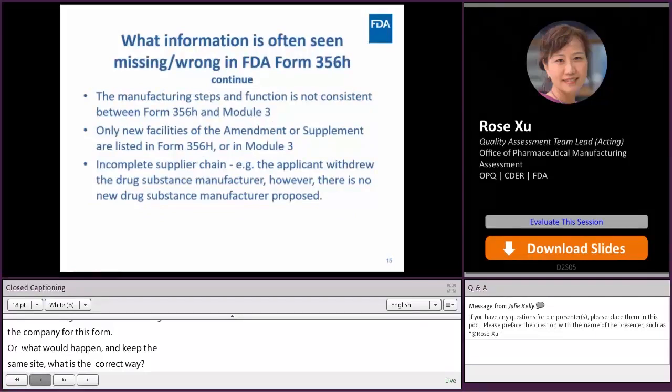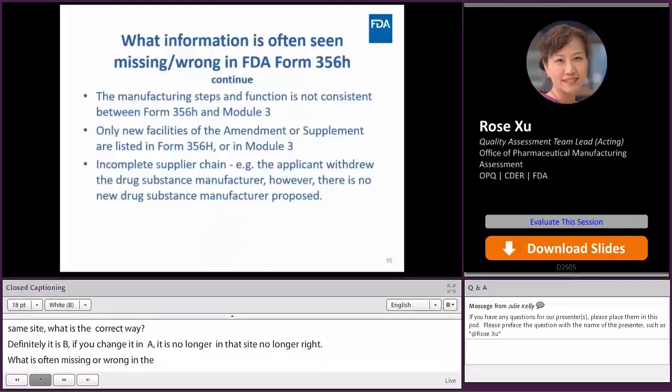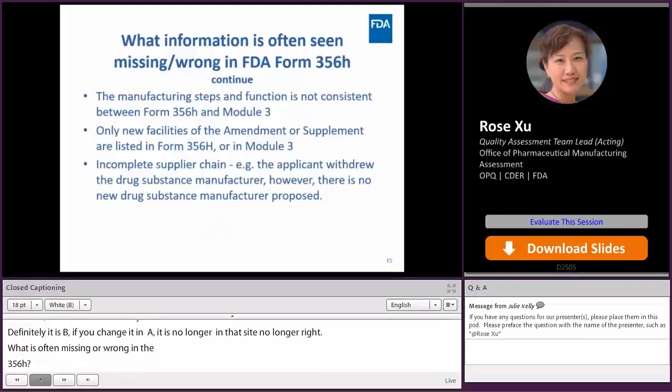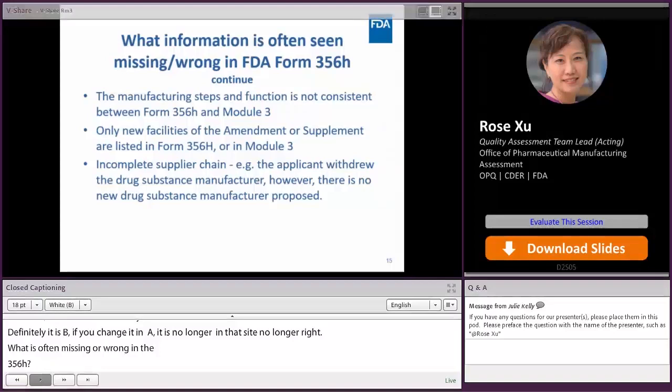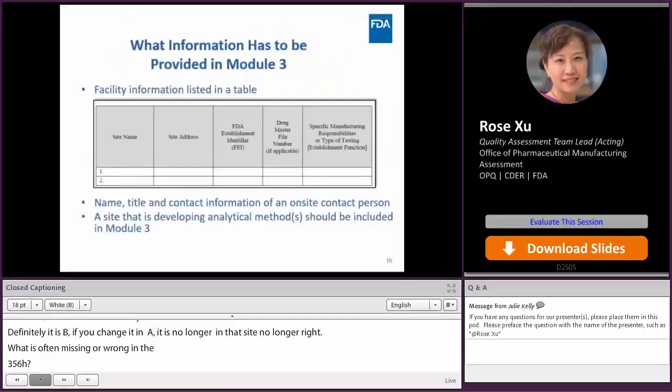So continuing, what information is missing or often seen that is wrong in FDA Form 356H? That is the incomplete supply chain. We see this so often, where the applicant withdraws one site, especially on the drug substance side or drug product side. However, there's no new drug substance or drug product site proposed. That means this supply chain is incomplete, and we cannot approve this application without complete supply chain information.